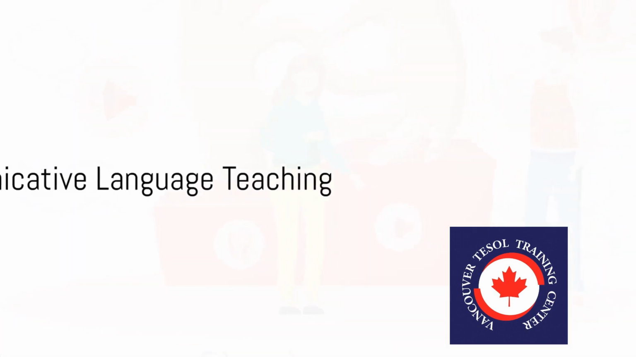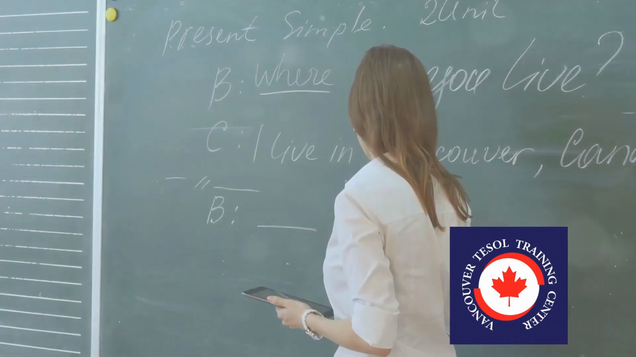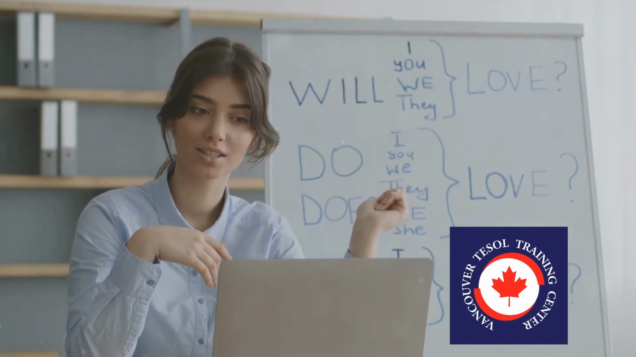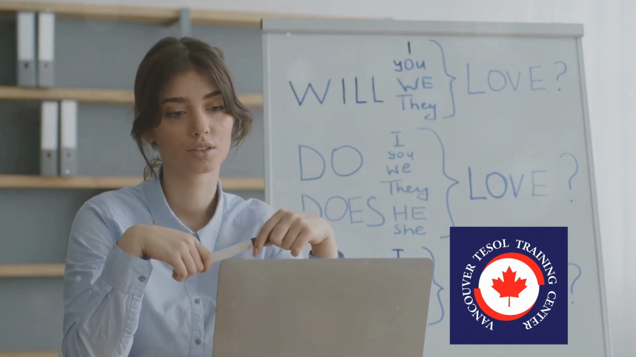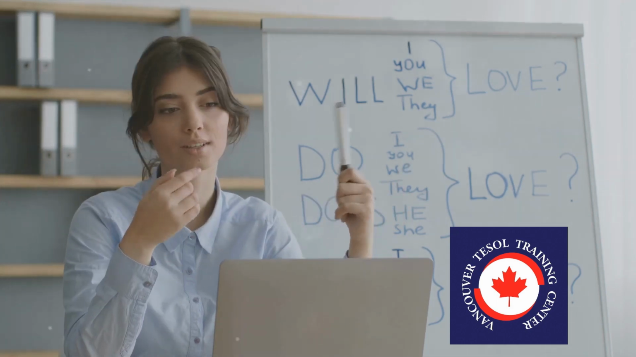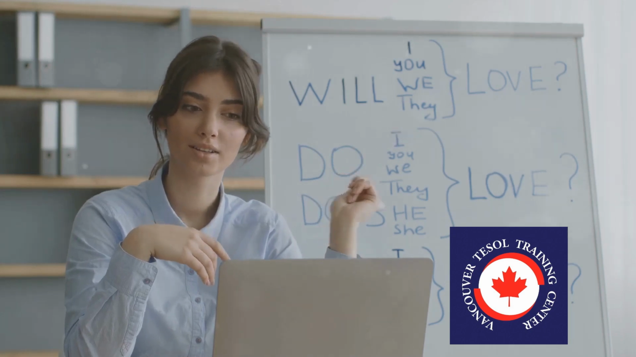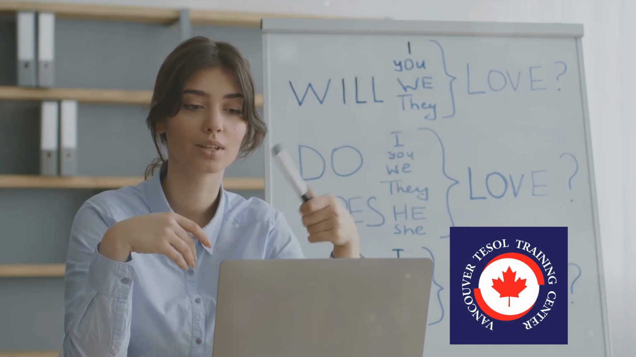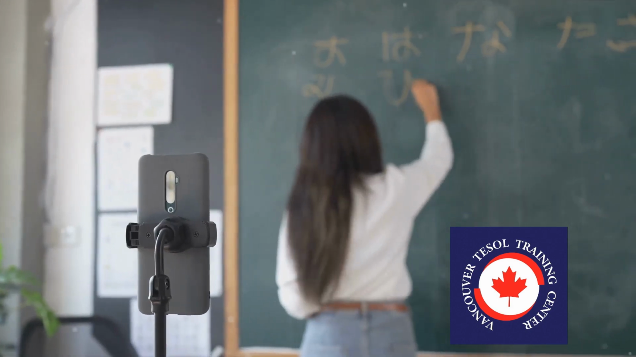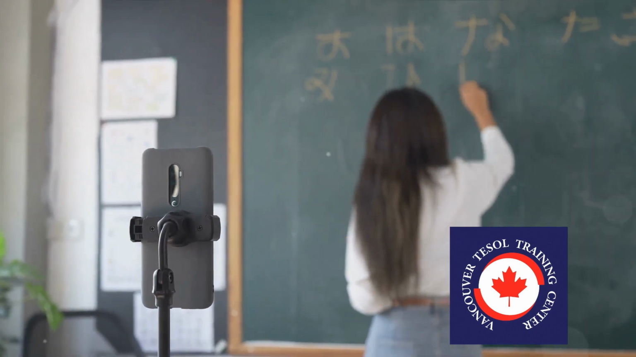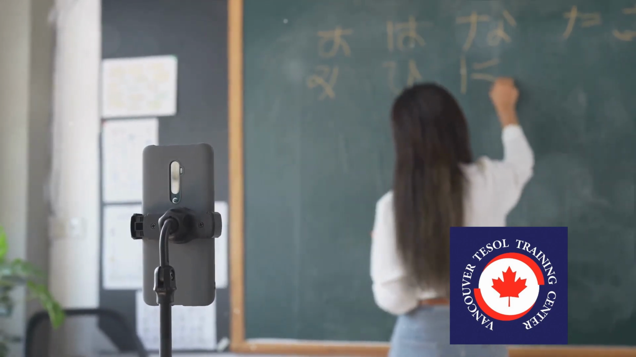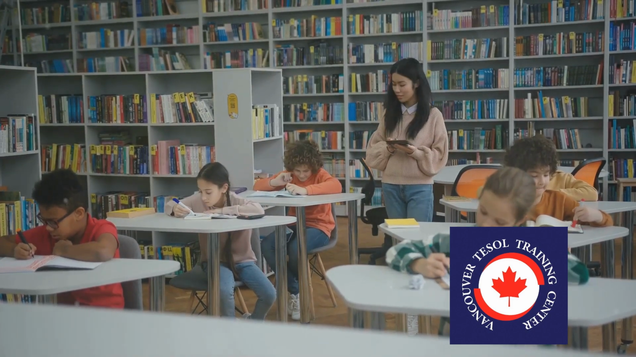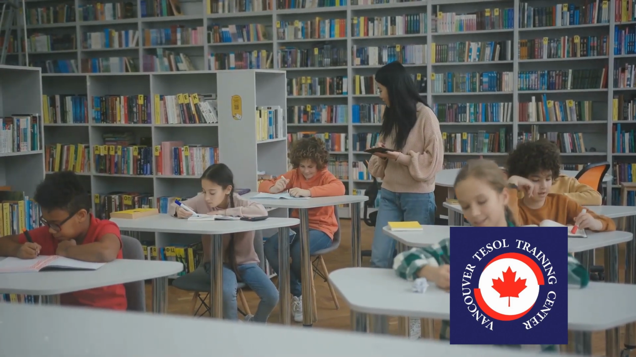Next up, we have the communicative language teaching method, a more modern approach. This method puts communication at its core, aiming to develop learners' ability to use the language in real-life situations. It combines elements from both the grammar translation and direct methods, balancing grammar instruction and communicative tasks. While this method can stimulate real-world language use, it requires a high level of creativity and flexibility from both the teacher and the learner.